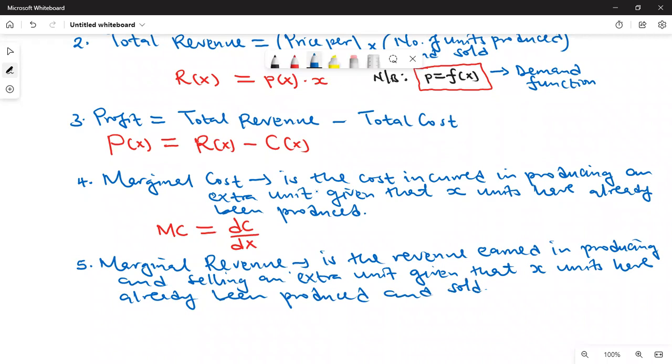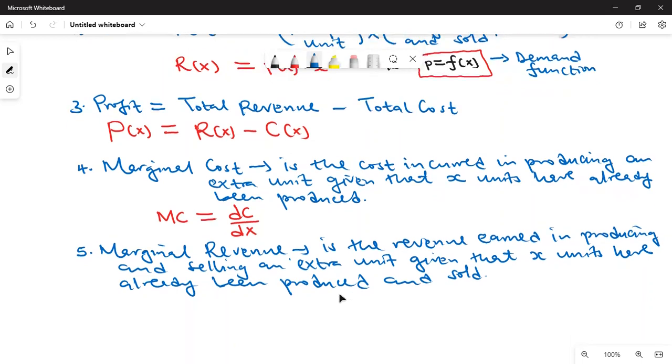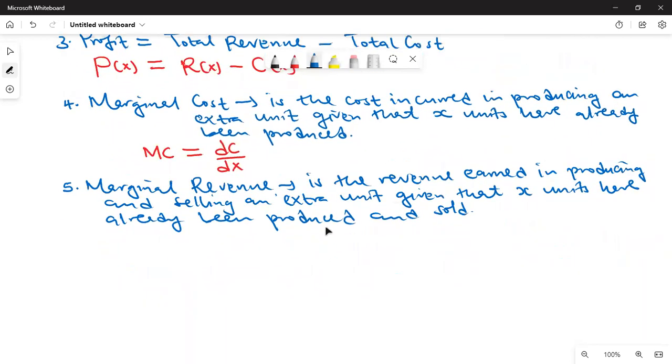You want to know if you produce that extra unit and also sell it, how much will you earn on top, given that already you produced and sold X units? Just like the example of you have produced 10 units and you have sold them. Now you want to produce an extra unit, that is the 11th unit, and sell it also. How much will you earn as a result of producing that extra unit and also selling it? That is what you're calling marginal revenue.